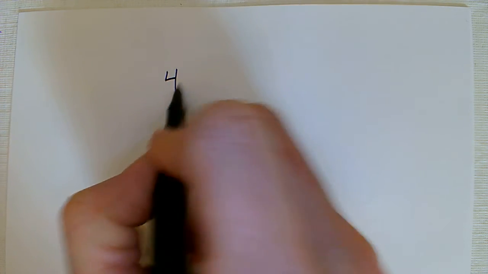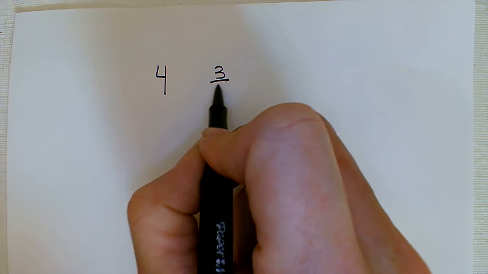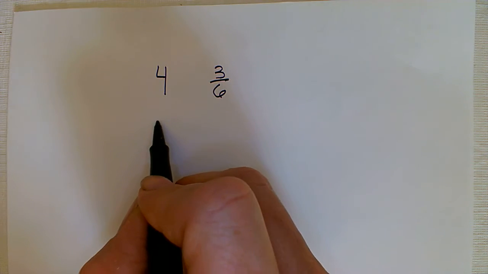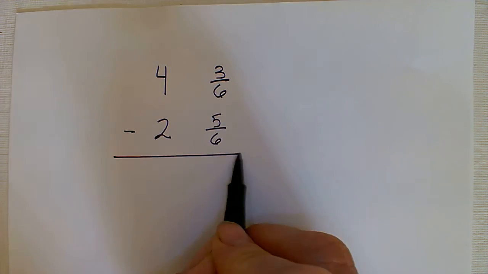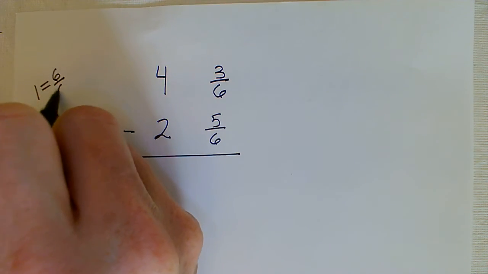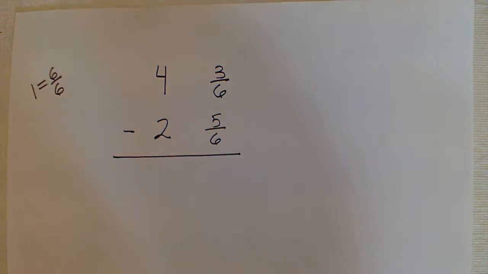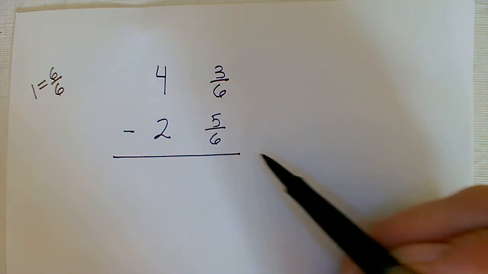So let me go ahead and write for us what our problem is for this one. So we have 4 and, oh, I want more space than that. That's not going to work for me. So we have 4 and 3/6. And we are from that going to subtract the same thing as before, 2 and 5/6. And our rule again for this one is that 1 is equal to 6/6 because we have 6 in our denominators.